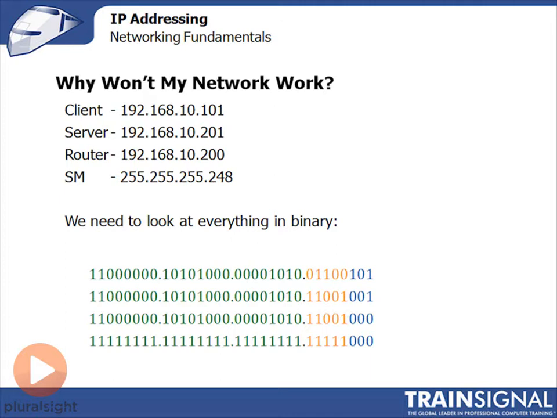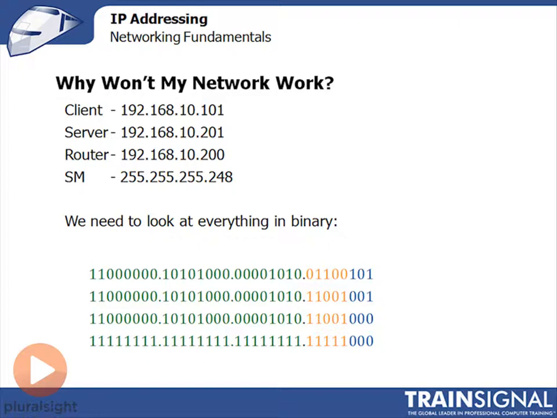Well, we have to break it down to binary. So what I've done at the bottom of the screen is I've taken each of the three IP addresses, the client, the server, and the router, and I've broken their IP addresses down into binary. Then I've taken the subnet mask and I've put its binary equivalent as well. The issue here is that everywhere that there are ones in the subnet mask, that's now the network ID. That means that the ones and zeros in the IP address must match in all three cases for that section, that section of all ones.